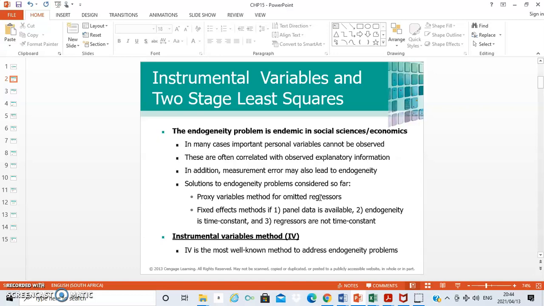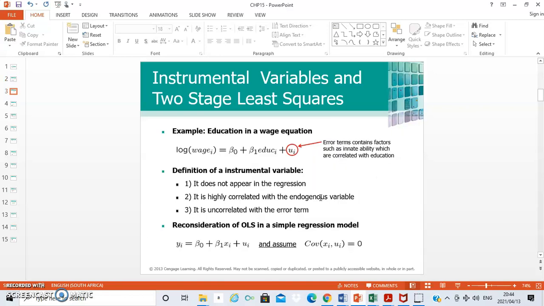This method is well known for dealing with this problem of endogeneity. So let us look at how this works. Let us look at this equation. Let us assume that we have this wage equation where we have wage as a function of education. If we want to determine how education leads to wage, or whether education does have an impact on the remuneration of a person, remember that the error term affects the model.